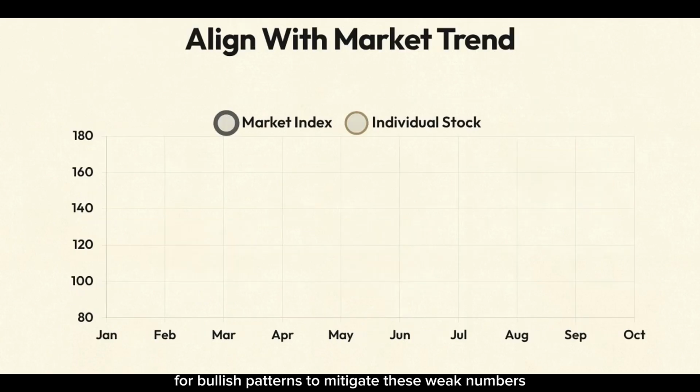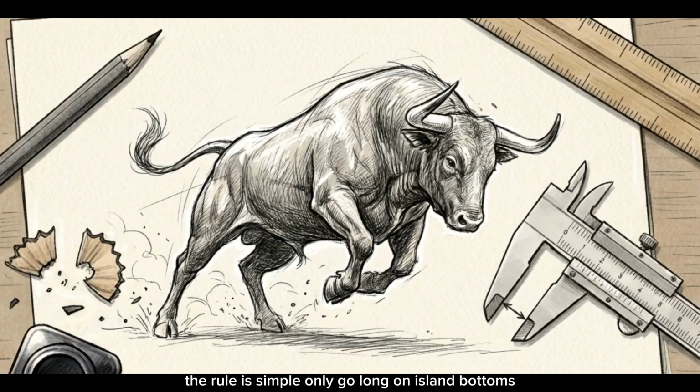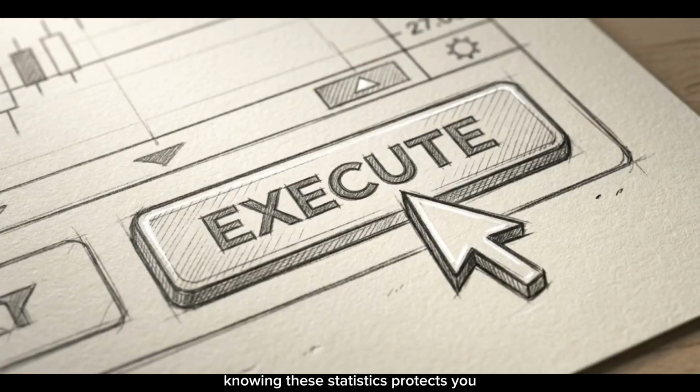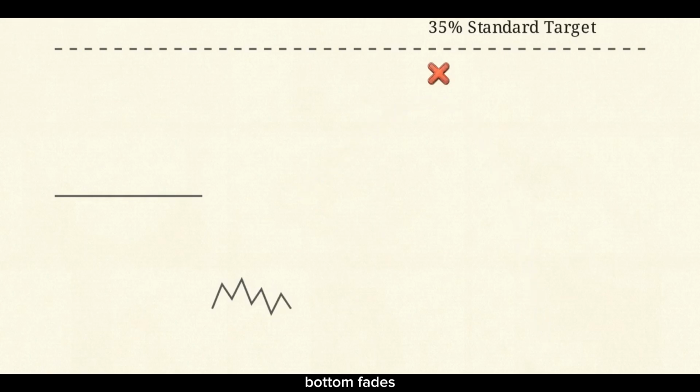To mitigate these weak numbers, you must trade in strict alignment with the broader market trend. The rule is simple: only go long on island bottoms during a broader bull market, and only short island tops during a broader bear market. Knowing these statistics protects you. It prevents you from holding on to positions too long, ensuring you lock in your profits before the notoriously weak momentum of an island bottom fades.